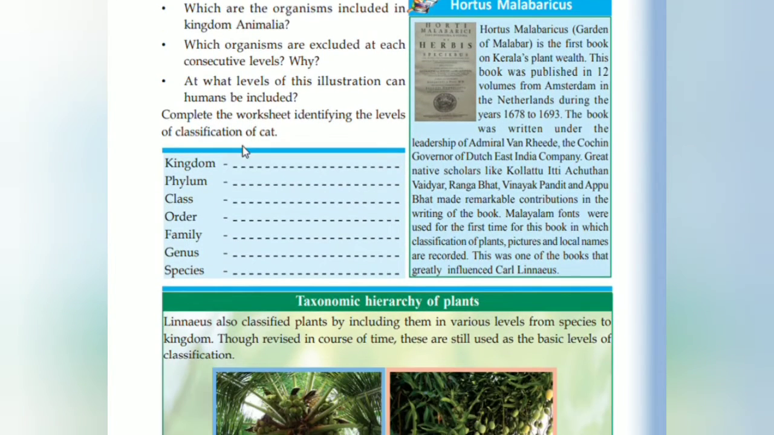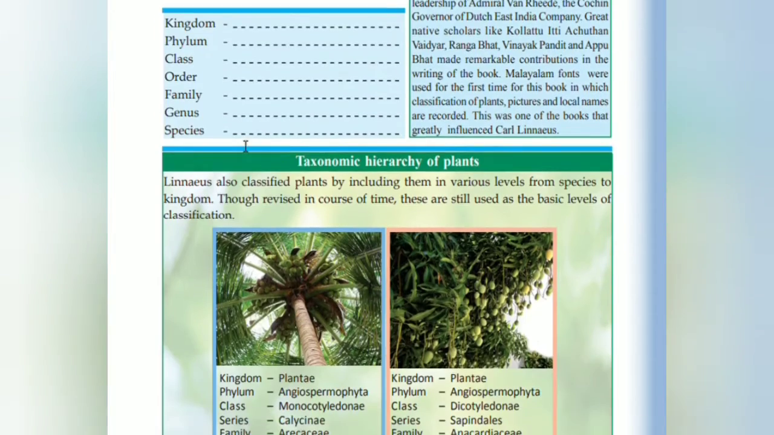Indicators. Which are the organisms included in the kingdom Animalia? Which ones are included, and which are excluded? That has to be written.